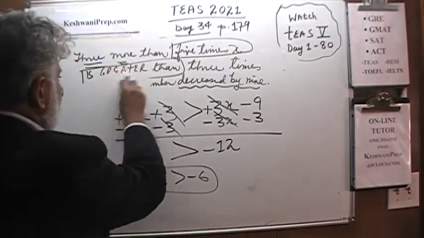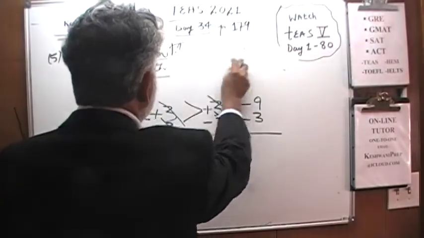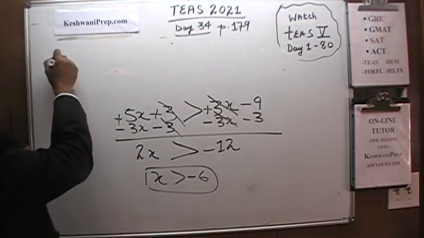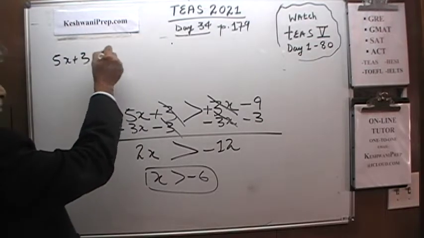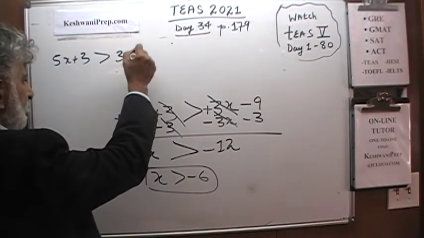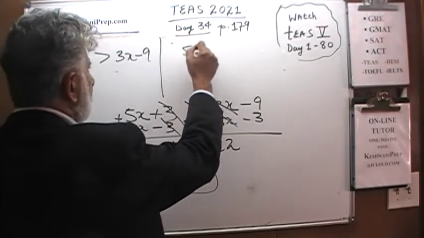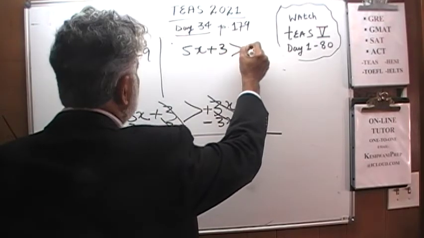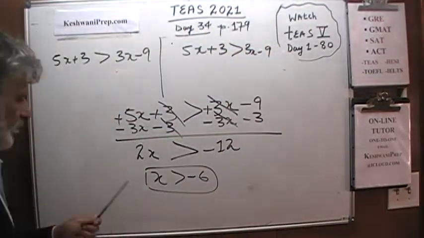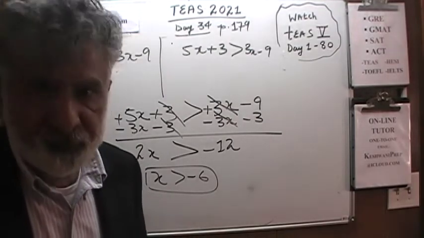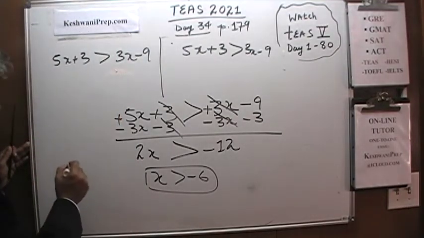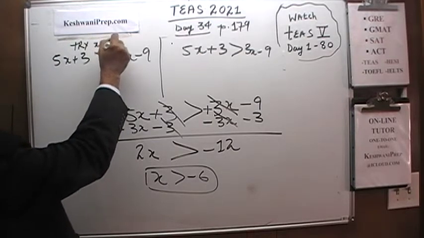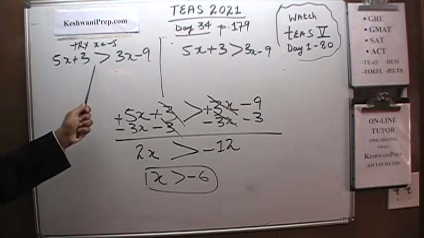Tell you what, I'm going to show you a couple of examples so that you understand what I mean by that. 5x plus 3 is greater than 3x minus 9. X has to be greater than 6. Let's try x equals negative 5. Would x equal to negative 5 work here?